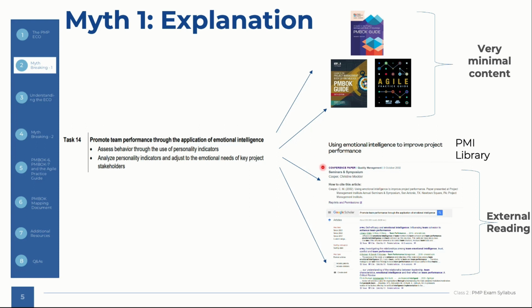If you see the screenshot here, there is actually a paper written by PMI, which is a conference paper about using emotional intelligence to improve project performance. For this topic, you need to do quite a bit of external reading as well. Summarizing, I hope you understand now that to cover all the topics of the PMP ECO, you need to refer to different books, different articles, different online resources, and so on.